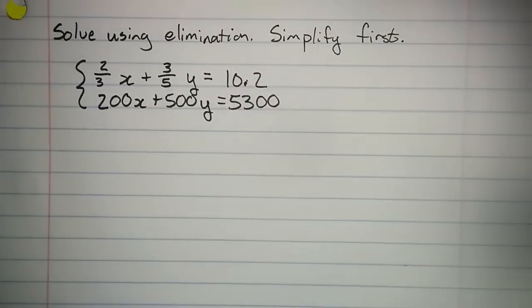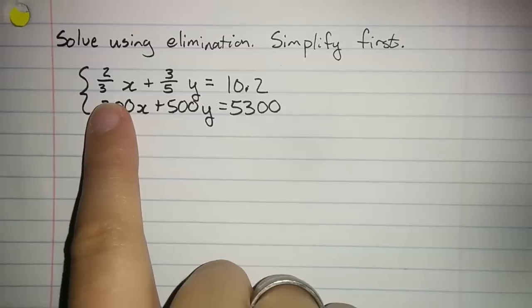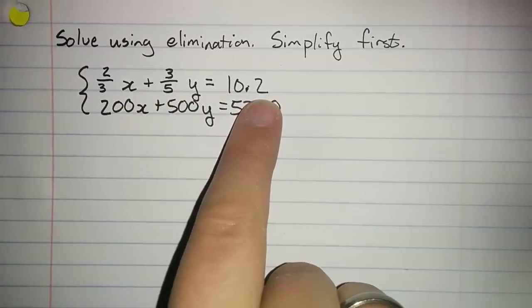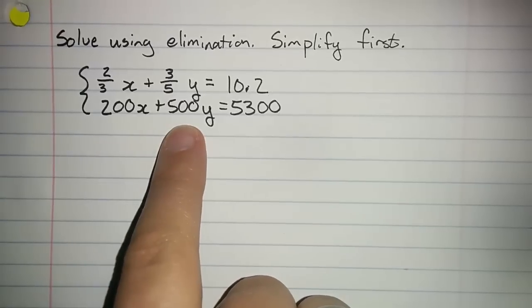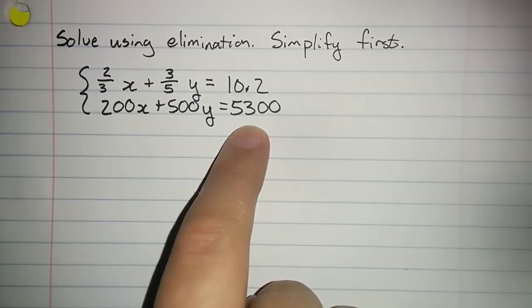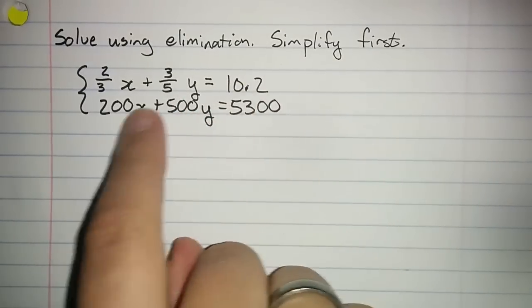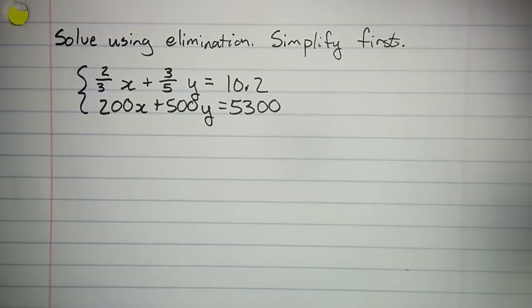Now I'm going to give you one of these to try. Solve the system 2/3 x plus 3/5 y equals 10.2 and 200x plus 500y equals 5300. Simplify first so that you can work with easier numbers. Pause the video and try this now.